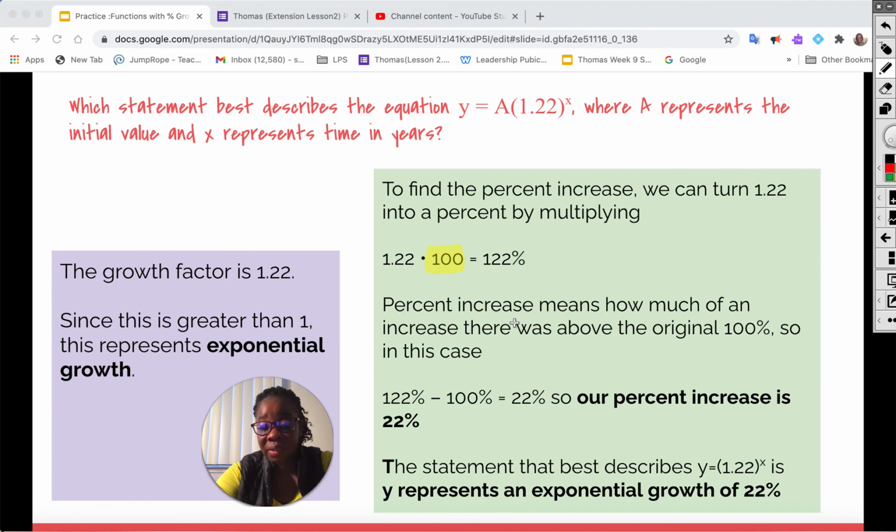So remember, percent increase is how much of an increase there was above the original 100%. So in this case, we're going to subtract the 100 from 122, which means the percent increase that took place was 22%. So the statement that best describes the equation is going to be y represents an exponential growth of 22%.